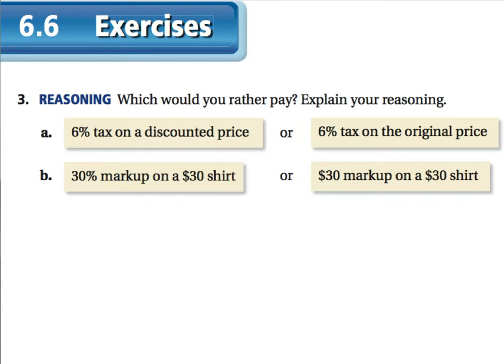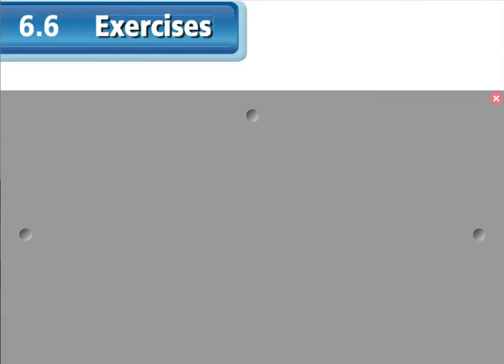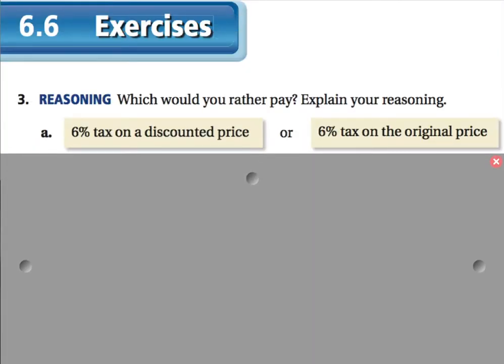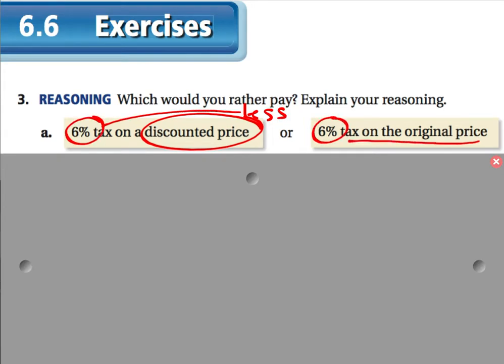All right, here's a problem to get you to think. What would you rather pay? Explain your reasoning. Let's do these one at a time. Would you rather pay 6% tax on a discounted price or 6% tax on the original price? Well, think about this. A discounted price is going to be less. 6% of a smaller number is going to be better than 6% of the original number. So I would rather pay 6% on the discounted price.